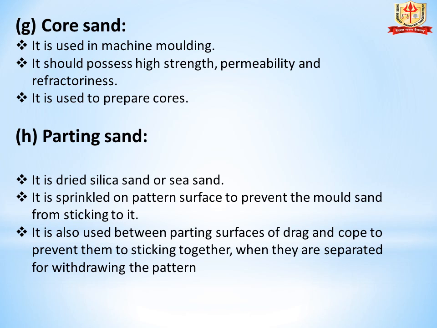Point number H, parting sand. In this, point number 1, it is dry silica sand or sea sand. Point number 2, it is sprinkled on the pattern surface to prevent the mold sand from sticking to it. Point number 3, it is also used between the parting surface of drag and cope to prevent them from sticking together when they are separated for withdrawing the pattern.